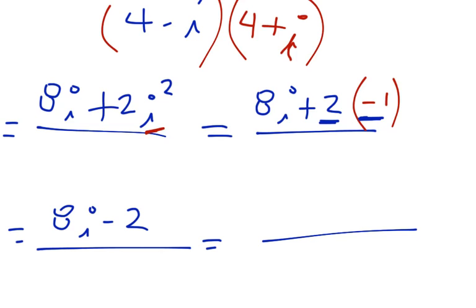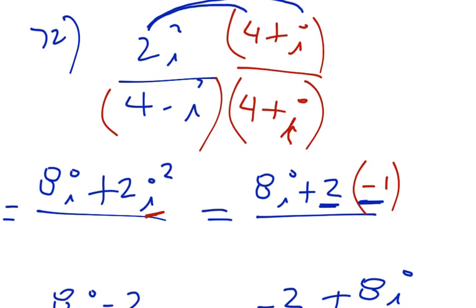Now, to get ready for the end, I'm not able to have an i in the beginning, so I'm going to flip those two: negative 2 plus 8i. I'm just organizing. I brought the 8i to the end and I brought the negative 2 to the beginning. That's all I did, nothing else. So the top is done.